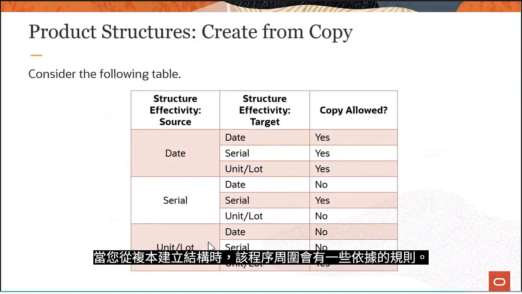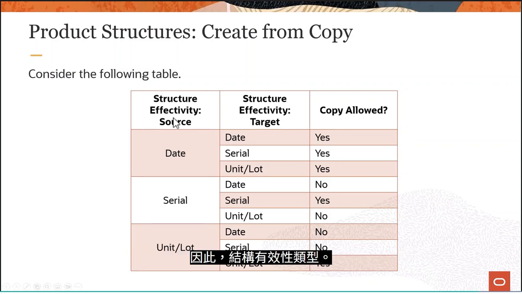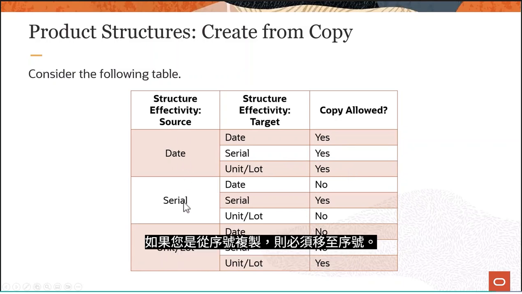When you create a structure from a copy, there are some rules surrounding that process. So the structure effectivity type, we have date, serial, unit, and or lot. So on the date, you can copy everything. If you're copying from serial, you have to go to serial. And if you're copying from unit, you have to go to unit effectivity.